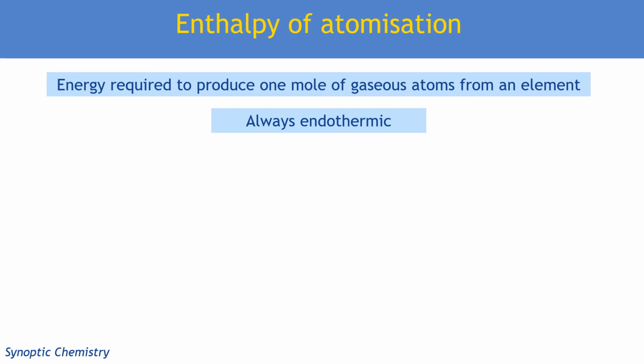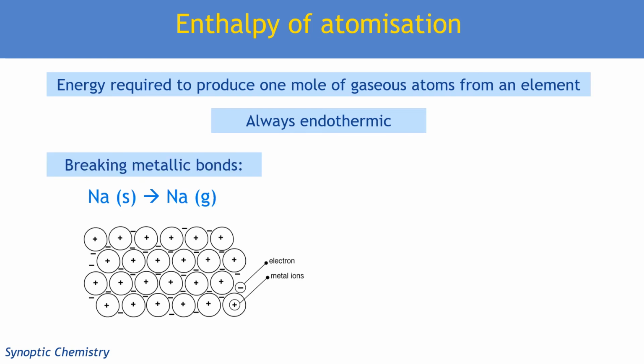It's always endothermic because I am always breaking bonds, and the type of bond that I break depends on what sort of element I'm starting with, a metal or a non-metal. So if I start with a metal, for example sodium, what we mean when we say that sodium solid turns to sodium gas, that atomization, because there's no change in the formula, so it doesn't really look like much is going on, what we're doing is breaking all of those metallic bonds in that metallic lattice of ions and delocalized electrons so that we get individual metal atoms formed.